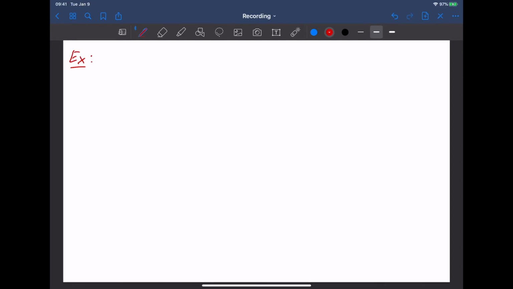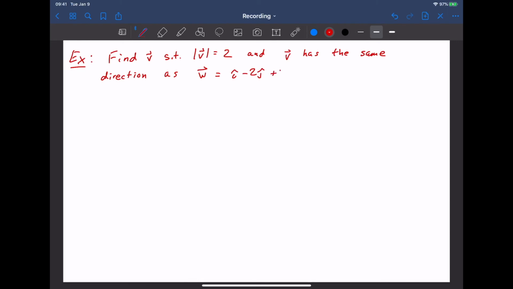All right. Find v. That should also sound familiar. Find v such that, or so that, the magnitude of v is going to be 2, and v has the same direction, so is parallel to, w equal i hat minus 2j hat plus 3k hat. Do you remember how to do this? Try to check your notes, try to do it, try to see if you can do it from memory.